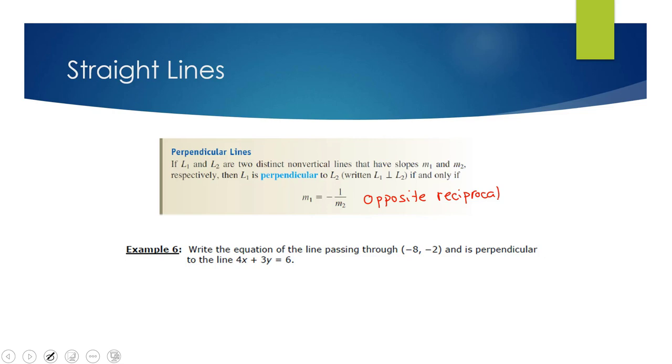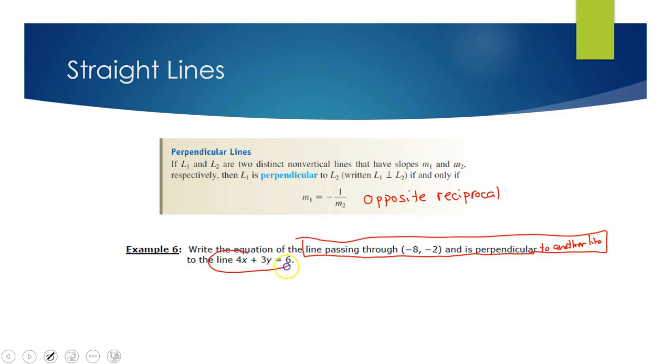So here again, they're giving us two lines. They're saying, okay, we're looking for a line passing through negative 8, negative 2 and is perpendicular to another line. Let's go put it here. That line is this here. So this is what we want. This is the line given.